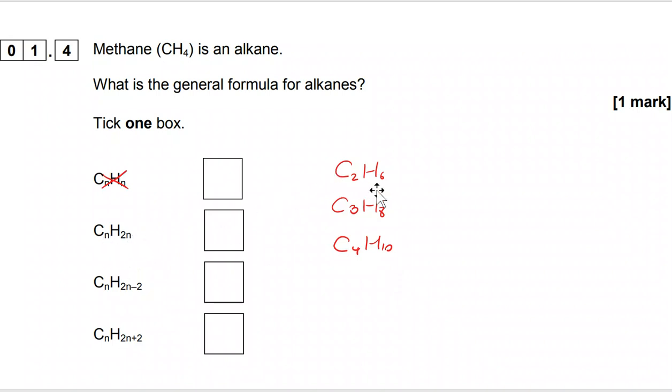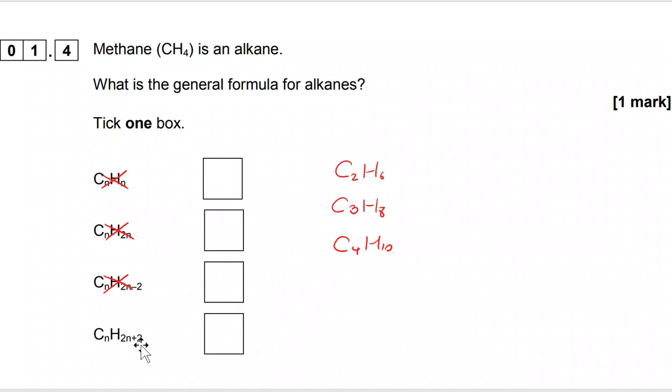Well, that would be C2H4, C3H6, C4H8, and that isn't the case either. If it was CnH2n minus 2, then that would be C2H2, because you're doubling the 2, then taking 2 away. It would be C3H4, and it would be C4H6, and it's clearly not the case. The general formula is something you need to know and learn and remember, and you can see it here.